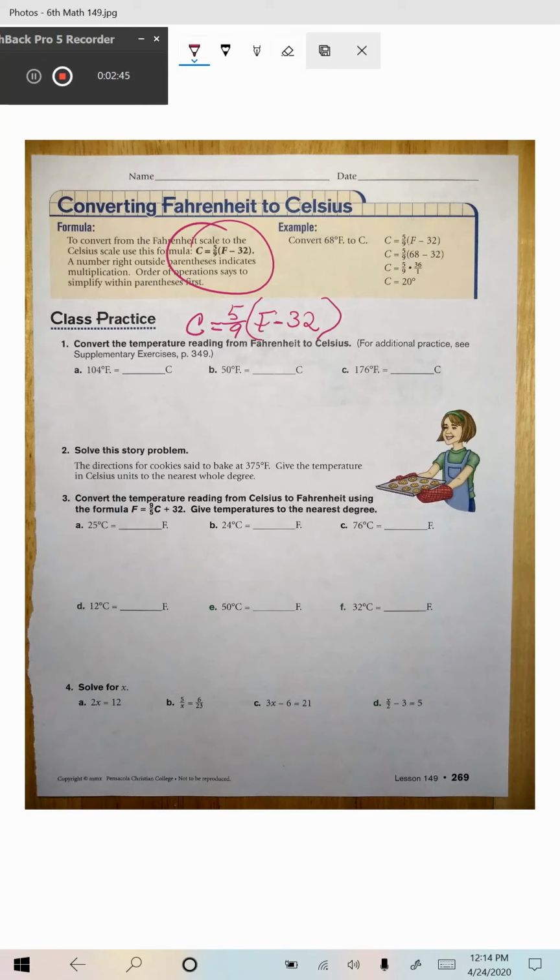So they put the parentheses around it, telling you to do that part first. Because remember, order of operations, parentheses gets priority over everything else. All right.